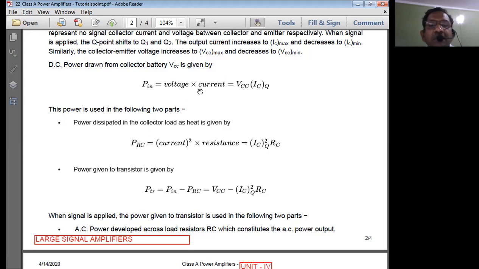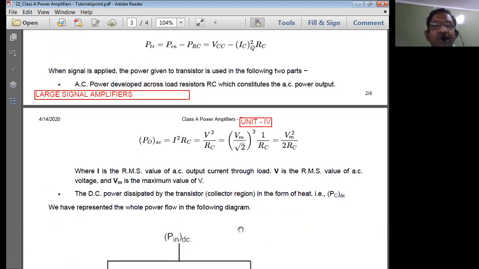So input power is nothing but simply VCC into ICQ, and output power is going to be called ICQ square into RC. Okay, that is the power applied to the transistor circuit.